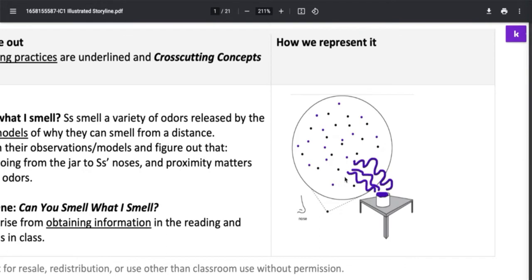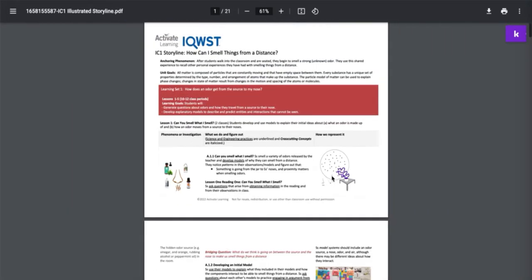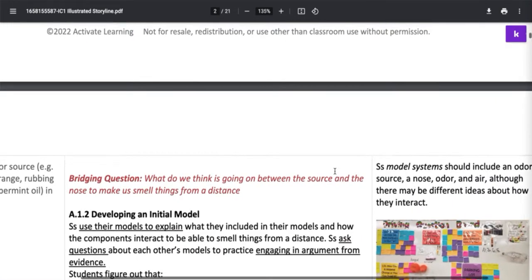Dots are one way that's represented. There's all kinds of ways, so don't get hung up. If they don't use dots, totally fine. It's not necessary.